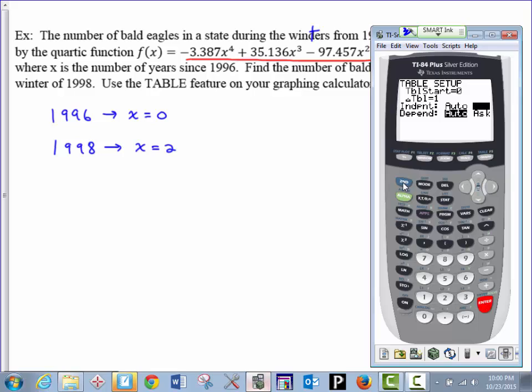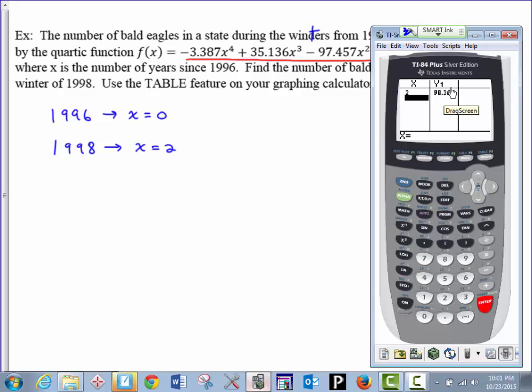Now press second graph. That will take us to our table. If you have any values in there like I do, just clear them out. Do clear enter. Press delete, and that will clear those values. Delete. Okay, and then what we want to do is we want to enter in x's 2. So press 2, press enter, and then we have the value that we desire.